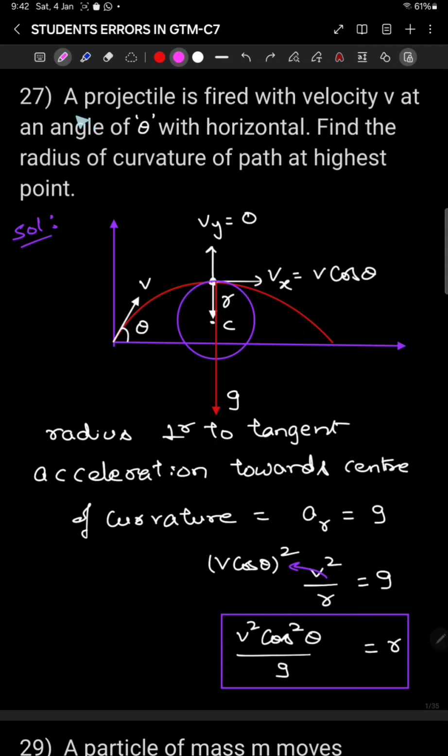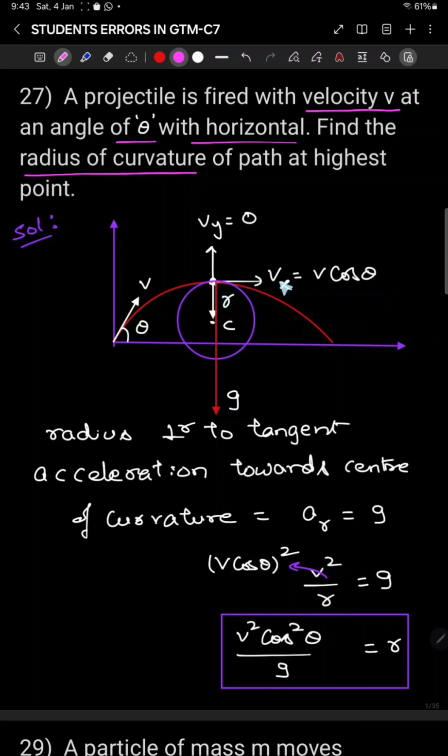In this question, a projectile is fired with a velocity v at an angle theta with the horizontal. The question was, find the radius of curvature at the highest point. At the highest point, vertical velocity will be 0. Horizontal velocity will be v cos theta.